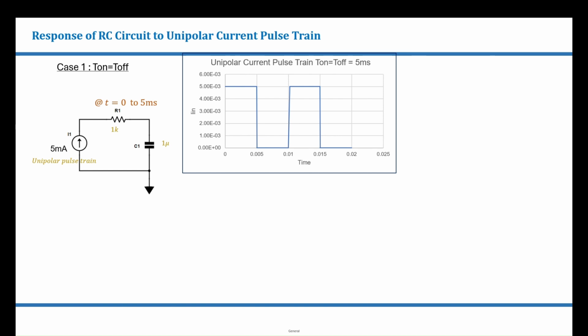Since R and C are in series, the capacitor will charge and discharge accordingly. We will find out the voltage across the capacitor, voltage across the resistor, and the current flowing through the capacitor.